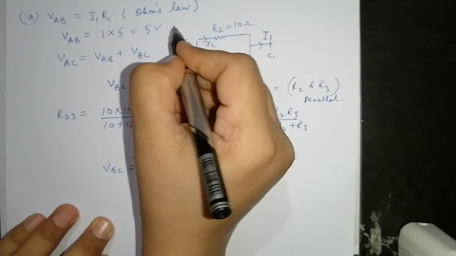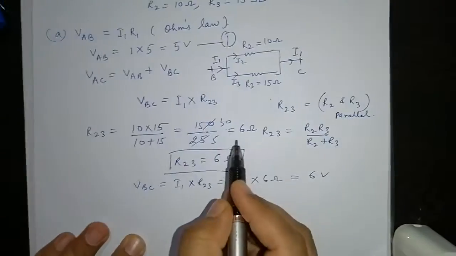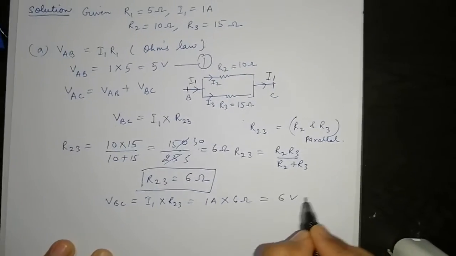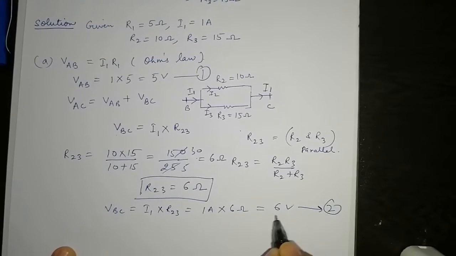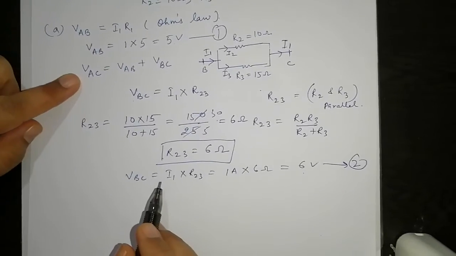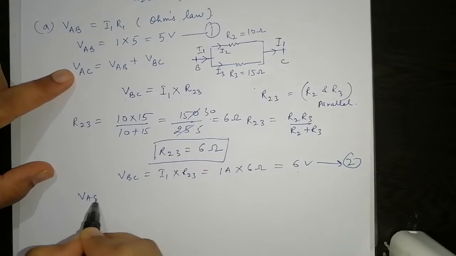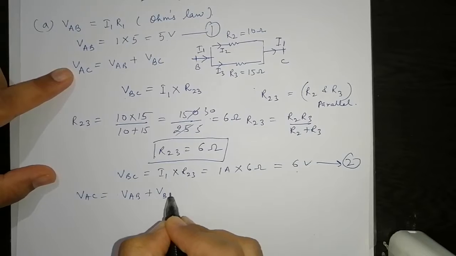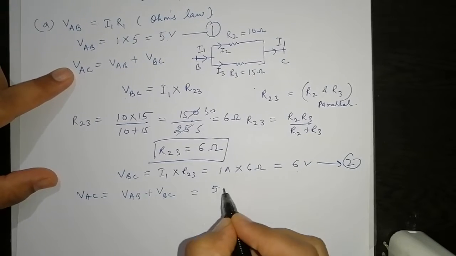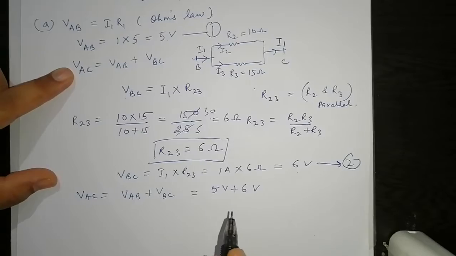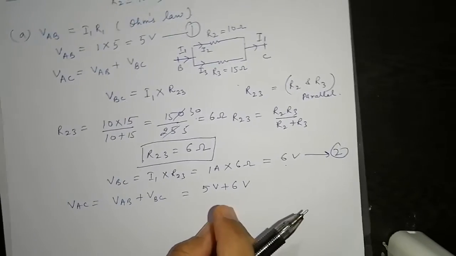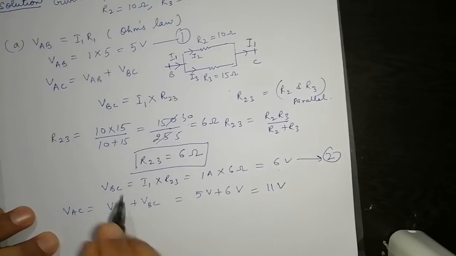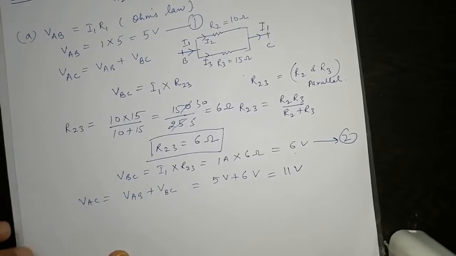Now students, we can mark it as 1. We have VAB as 5 volt and VBC as 6 volt. So in order to get VAC, which is equal to VAB plus VBC, which is equal to 5 volt plus 6 volt, right? Now see, this is 11 volt. So this is the first part of our question.